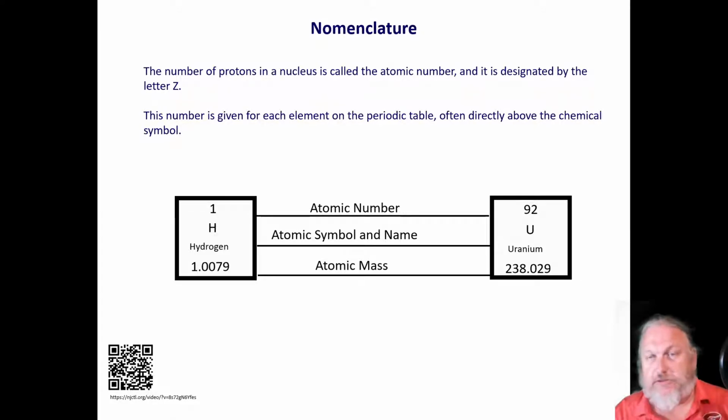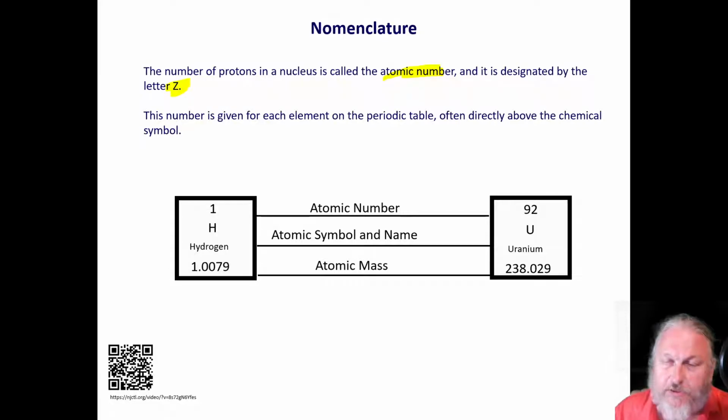Okay, this is Coach Scott continuing our discussion on the nucleus. So we're going to be talking about nomenclature a little bit, or how we name something, right? The number of protons in a nucleus is called the atomic number, and it's designated by the letter Z. We're going to use Z for that, right?